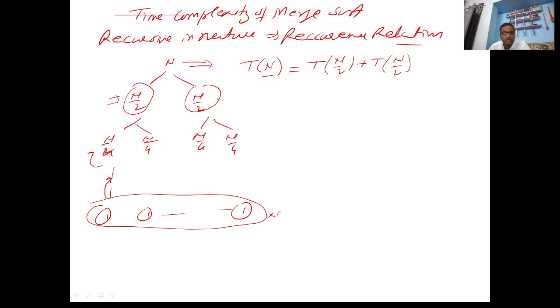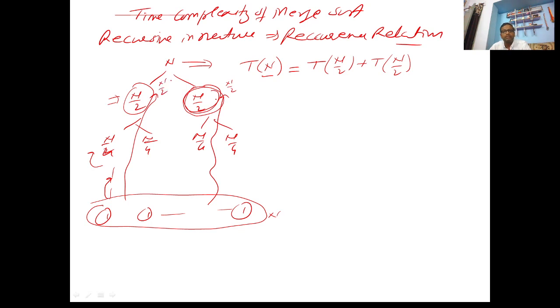Now think about its solution. Suppose from the bottom level they reach this n upon 2 level. So at this n upon 2 level, what exactly is it going to do? It will be returning a list containing n upon 2 sorted elements.